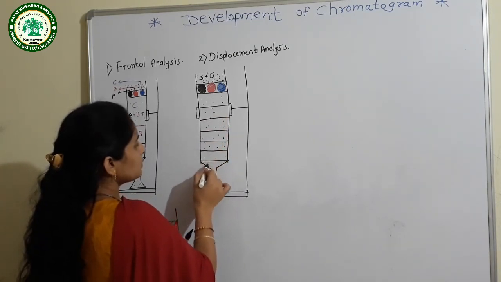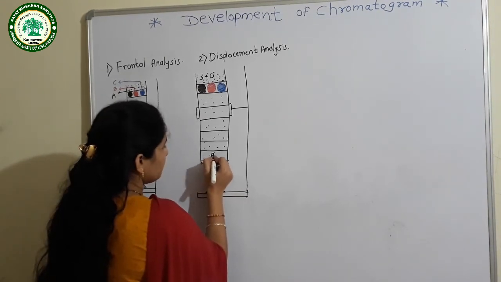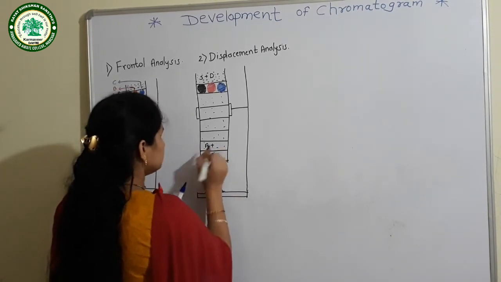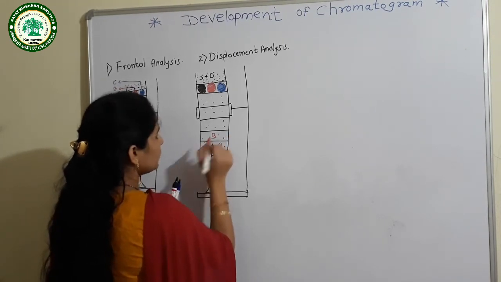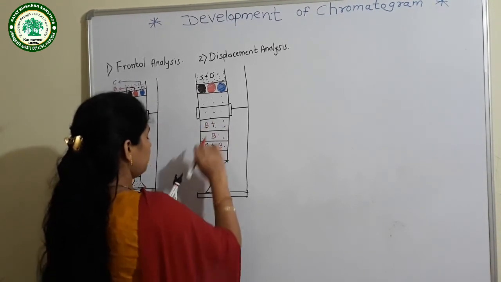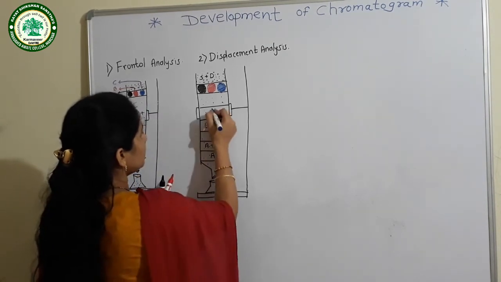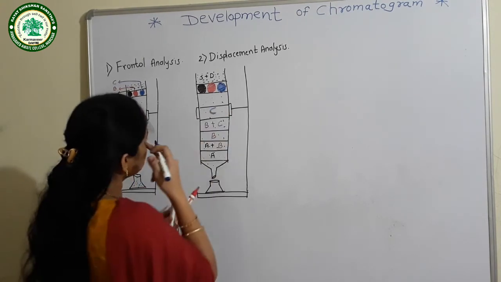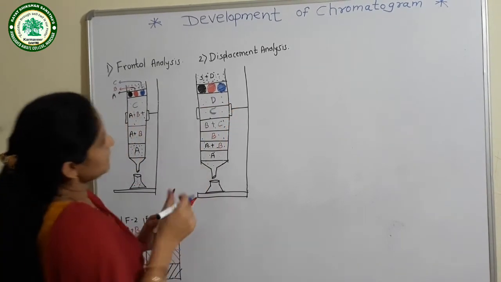Okay. Now which component will elute first? We get first A. After that we get A plus B. After that we get component B. Then B plus C. Then we get component C. Okay. After C, the displacing agent starts eluting.